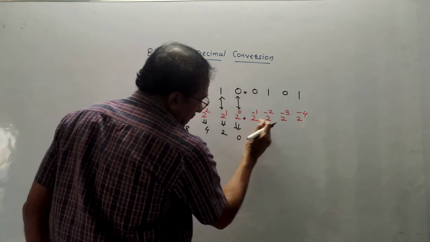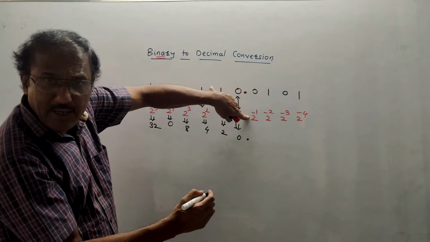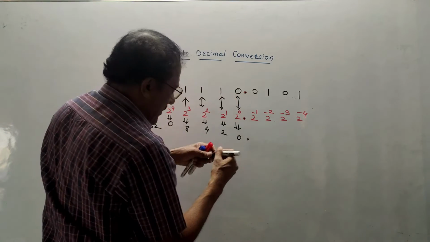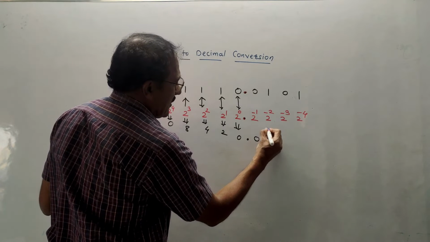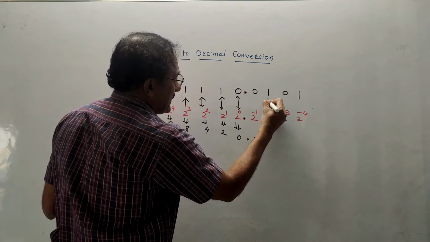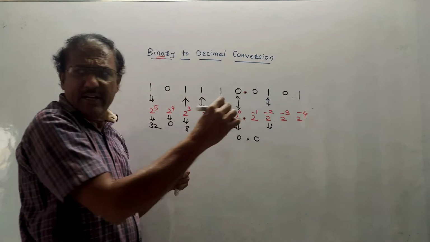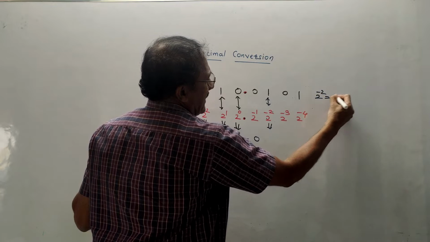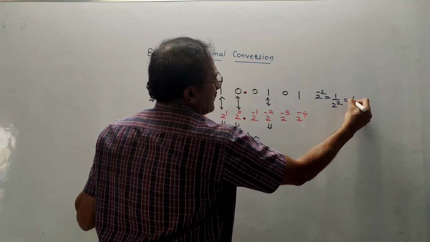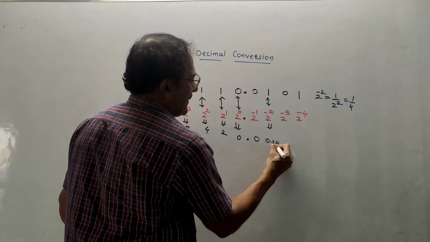Similarly, consider the portion which is after the decimal point. This 0 should be multiplied with 2 raised to minus 1. So naturally, this result is 0. Next, this 1 is multiplied with 2 raised to minus 2. Simplify it on the calculator. It's very simple. 2 raised to minus 2 can be written as 1 by 2 square, which is 1 by 4, which is 0.25, and so on.